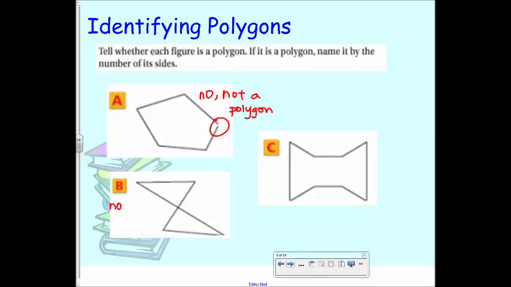Yes. C is, and it's an octagon? How do you know that? 1, 2, 3, 4, 5, 6, 7, 8. This is an octagon. Is it a regular octagon? No. What does regular mean? Okay, it looks like a stop sign, but more sides. All of the sides are equal, and all of the angles are equal. Okay, so if it's a regular polygon, that means all the sides and all the angles are equal.